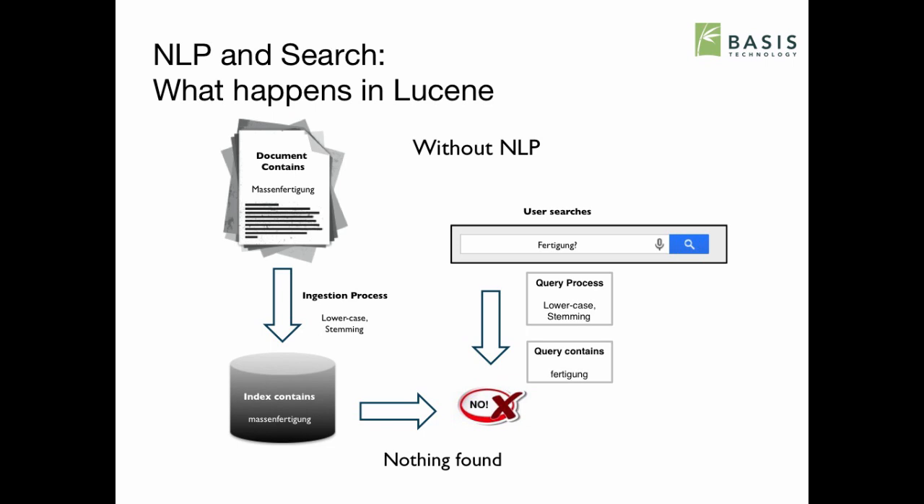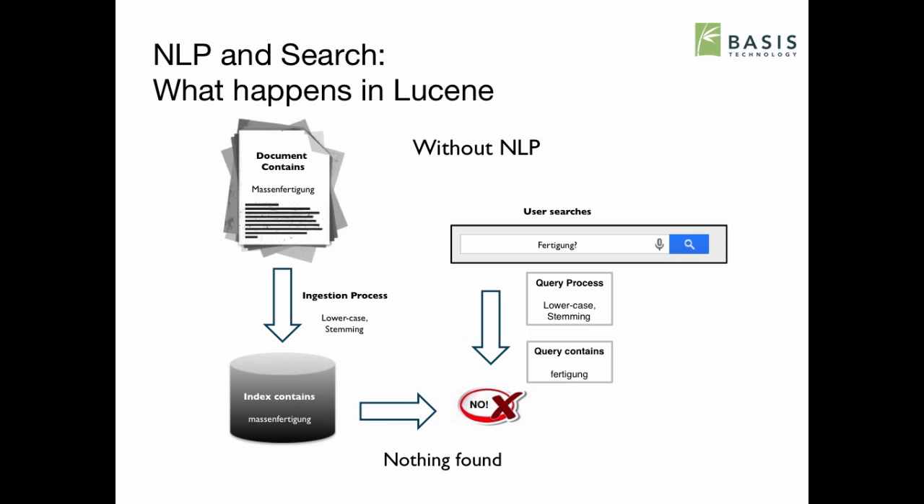And what happens is that we take that word and we put it in lowercase and we run it through what's called a stemming algorithm. What that is will become a little clearer in a moment. And we put that in the index. In this case, what ended up in the index is exactly the same thing we started with, except with all the uppercase taken out.